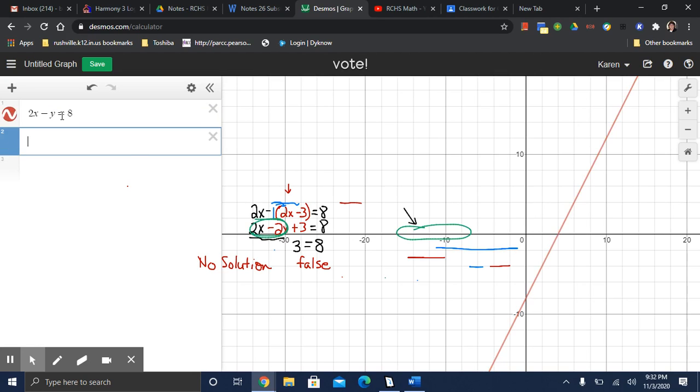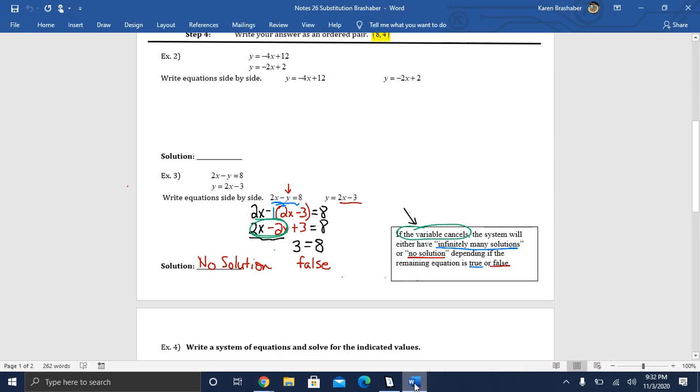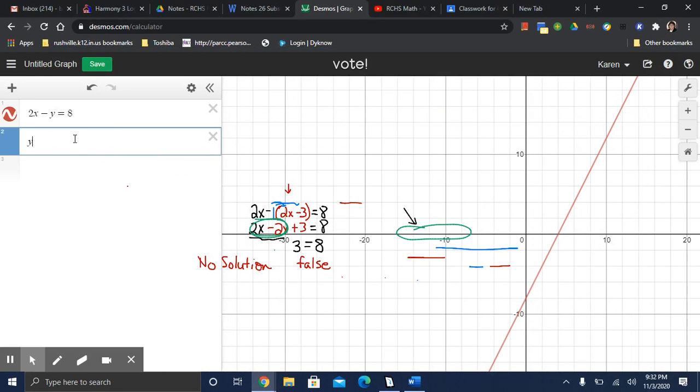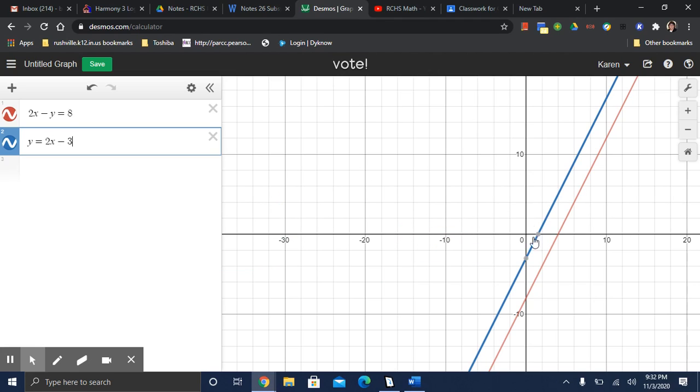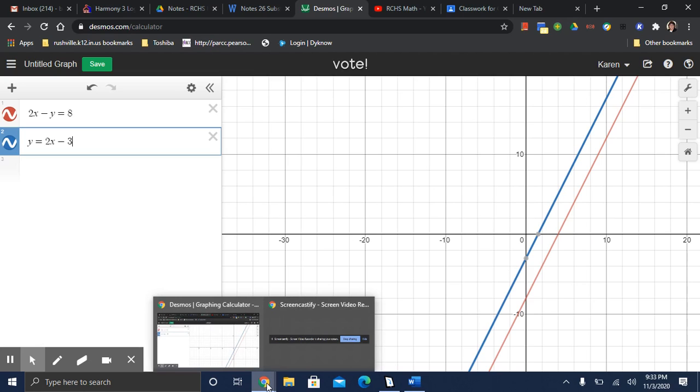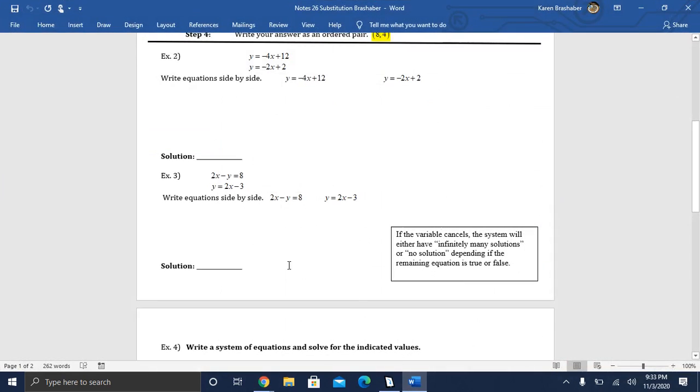And my second equation, if I go back and look, was y equals 2x minus 3. And so what you'll notice is that I have parallel lines, and we found that when we graphed parallel lines, they were never going to intersect, and so our solution is no solution, and that's what we found when we did our substitution method.